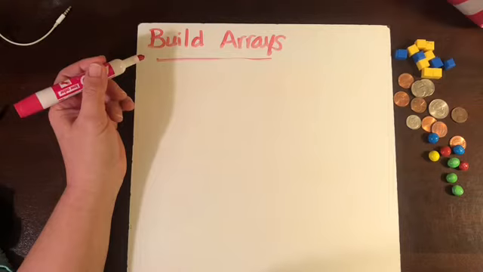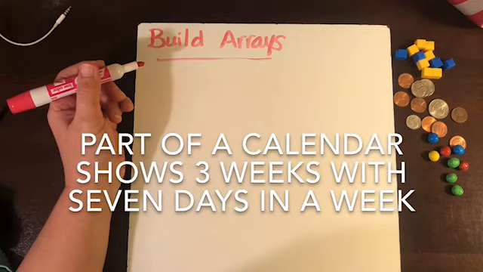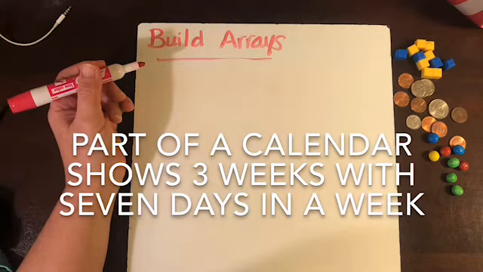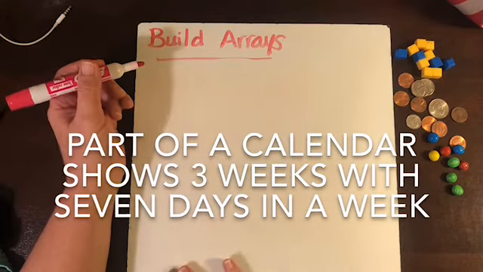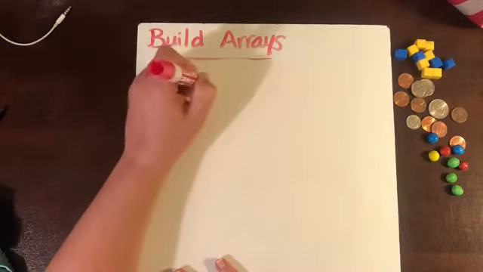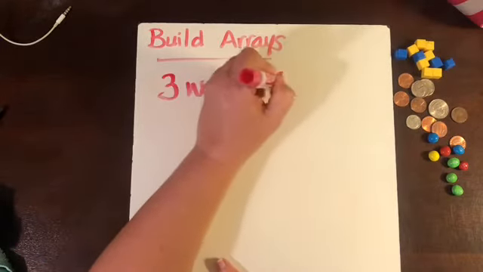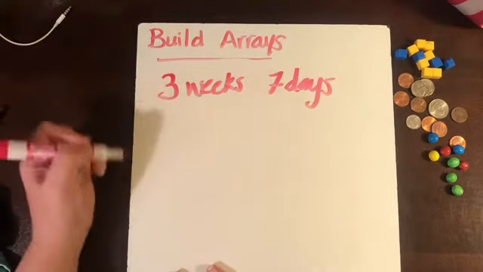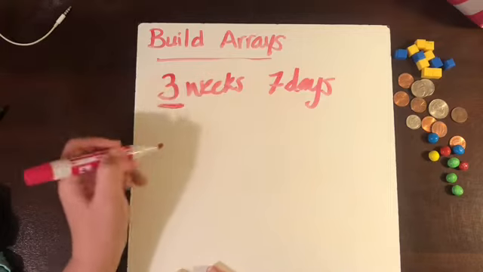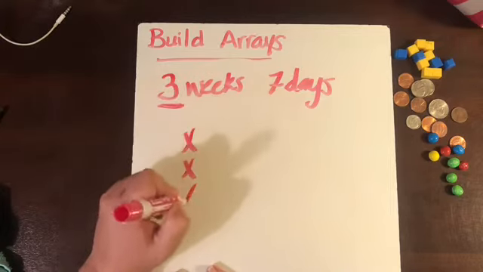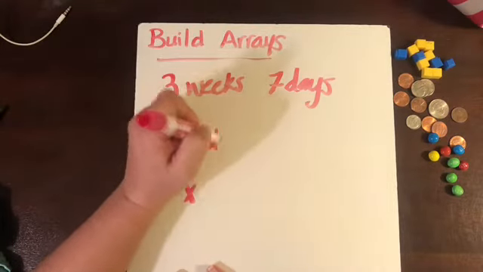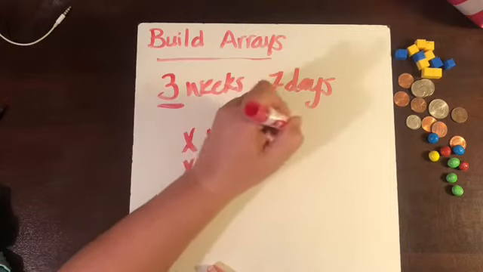So the last number story I wanted to share with you says: part of a calendar shows 3 weeks with 7 days in each week. How many days are there in all? So I have 3 weeks, and there are 7 days in a week. On a calendar, these are going to be your rows. So I'm going to have 3 rows because those are my 3 weeks. And how many days? 7. Good job. So 1, 2, 3, 4, 5, 6, 7.